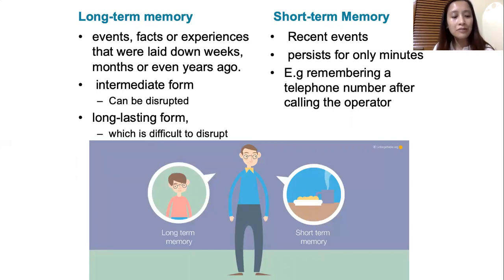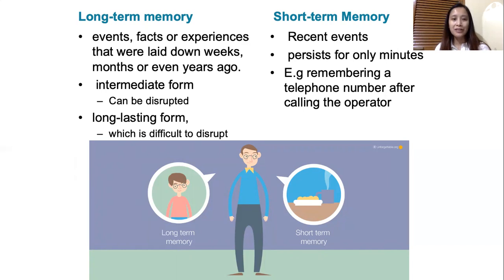Long-term memories are events, facts, or experiences that were laid down weeks, months, or even years ago. For example, your birthday, your mom's birthday, or your memories from high school, your first girlfriend. This is categorized as long-term memory.